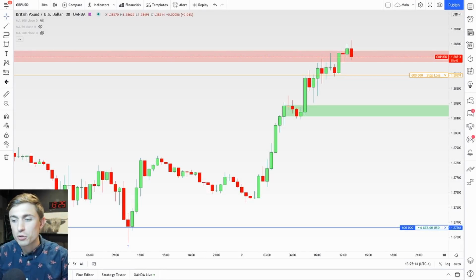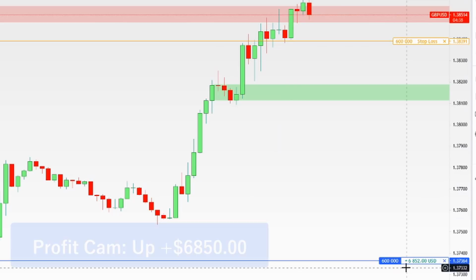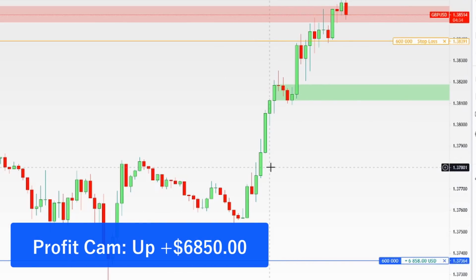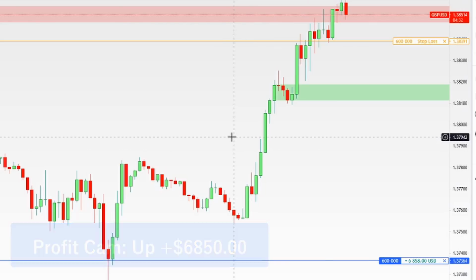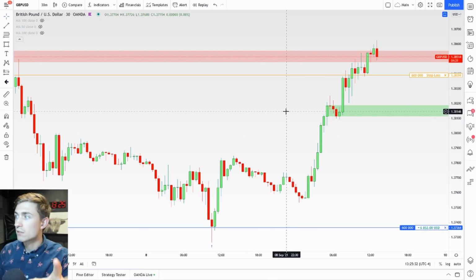All right, guys, you know the drill. We are back here trailing stops further on this GBP/USD long position. I'm currently sitting up, at the time of filming this, $6,850. And I do want to mention a little bit why I am trailing the stop. I'm actually keeping the stop fairly tight here because I want to point out something interesting.